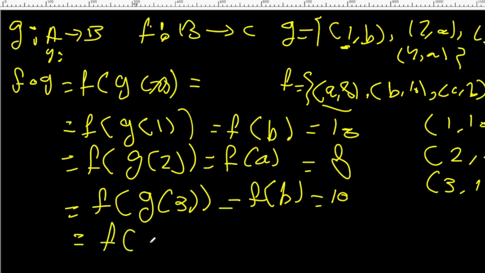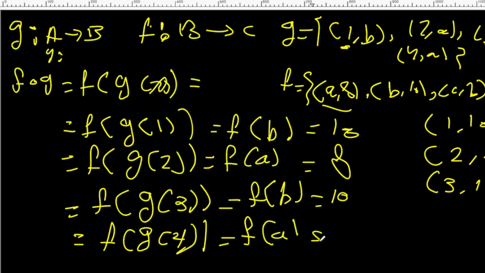Then I want to find f of the fourth x under the function G, guys. So this is G of 4. And G of 4 is A. And f of A is basically what? 8. So I start now with 4 and I end up with 8.